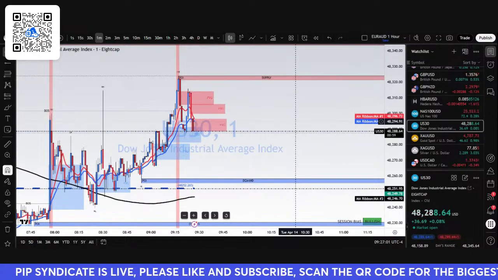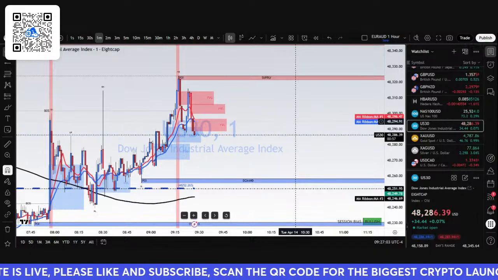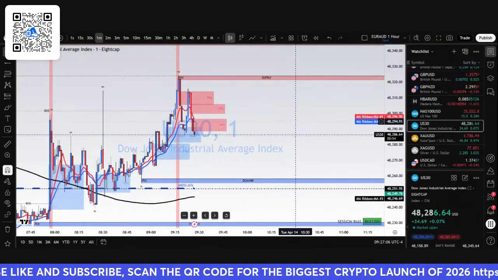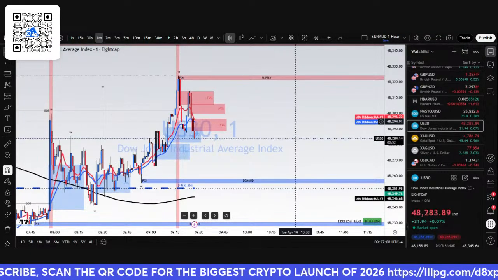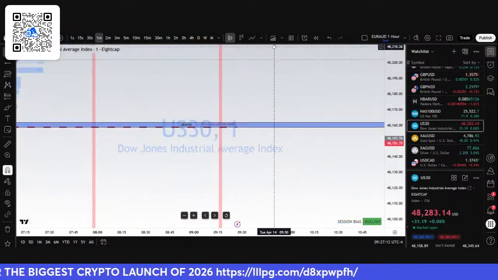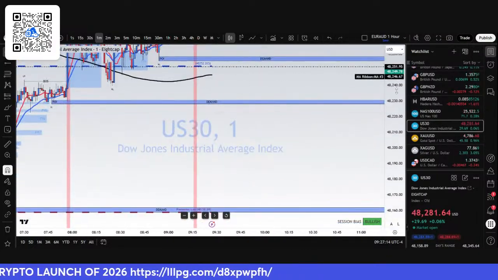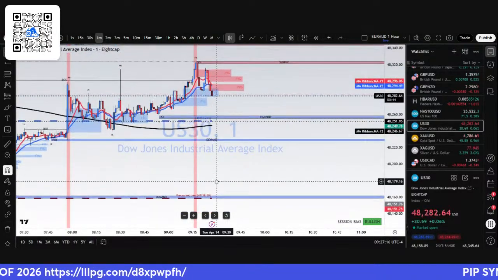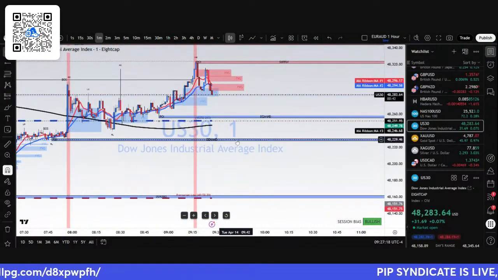Okay, we need to do something here, guys, besides just going back and forth. We should get some volume now. Just trying to decide where I enter. If it sweeps here, I'll probably take a buy.